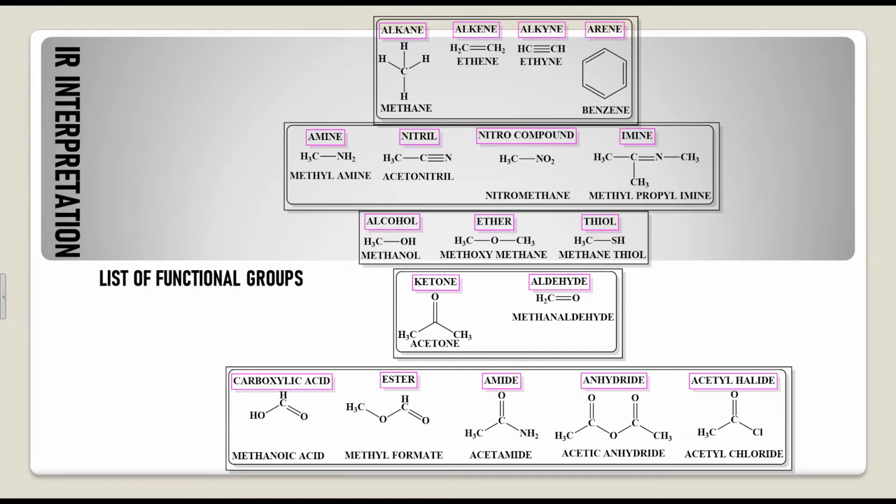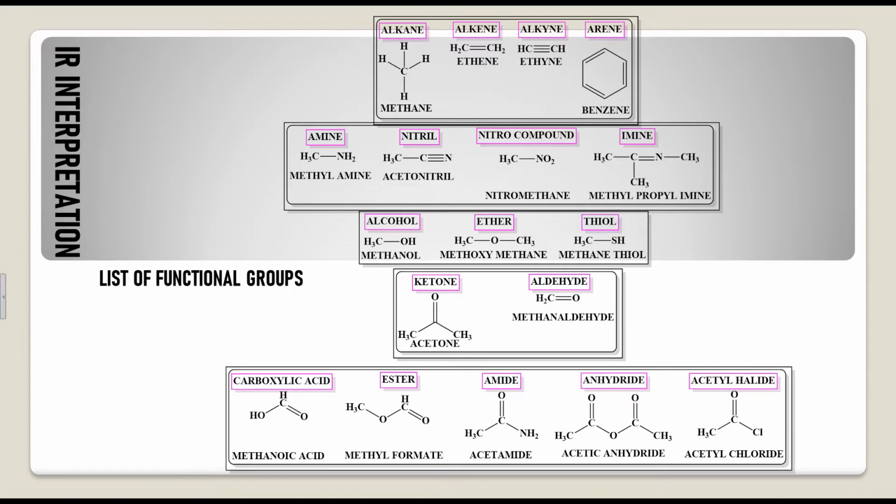Next, IR interpretation. To interpret an IR spectrum, you need some basic knowledge. Number one, you need to know how the functional groups look. To understand this, I have classified the functional groups in five different ways. Number one: alkane, alkene, alkyne, and arene. Number two: amine, nitrile, nitro compound, imine. All these compounds have nitrogen.